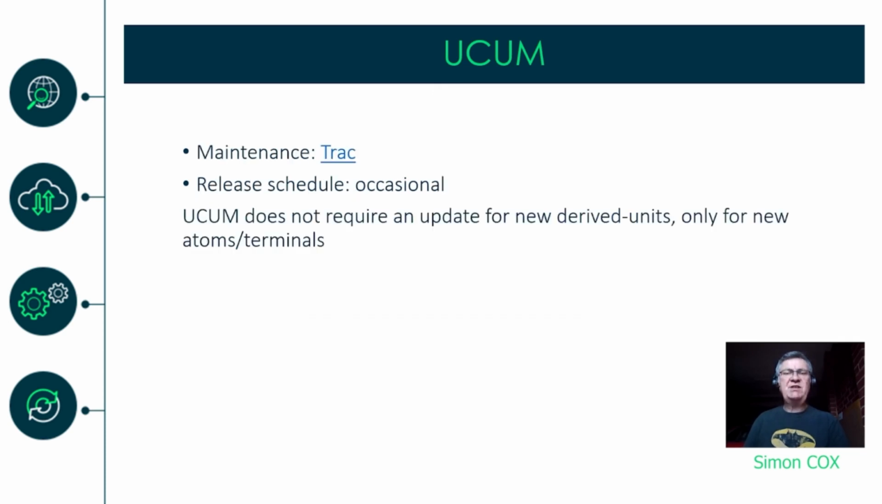EUCUM is considered essentially complete, but there is a public maintenance process managed through a Trac ticketing system. Fixes and enhancements are still occasionally made, but note that because EUCUM defines a generative algorithm for derived units, it does not require an update or new release just to add a new derived unit code, which only uses existing atoms.